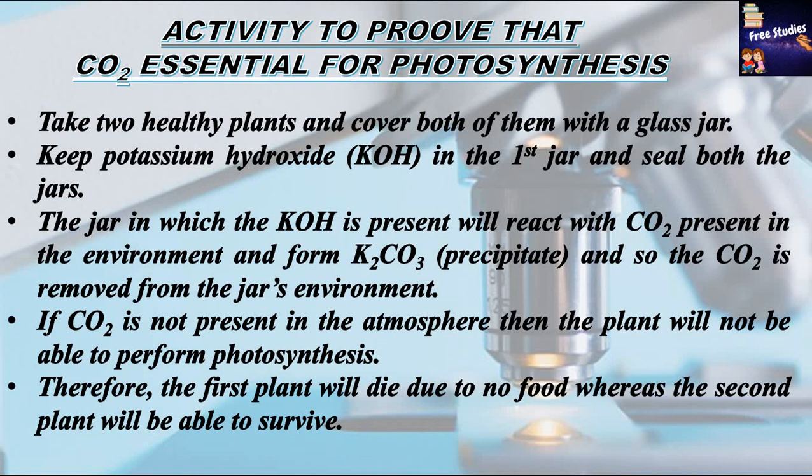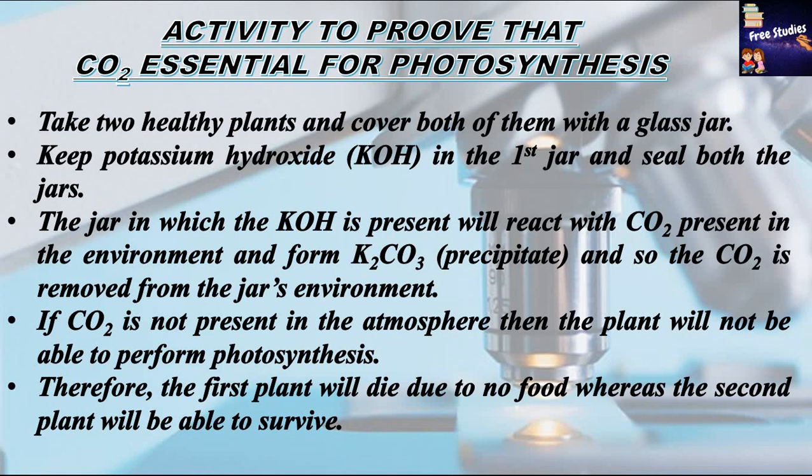Therefore, the plant in which you have put the potassium hydroxide solution will die and the second plant will be able to survive. Till now we have learnt what nutrition is, what the examples of nutrition are, how we obtain energy, why there is a need for the transportation of materials, the difference between autotrophic and heterotrophic nutrition, the process of photosynthesis, the chemical equation of photosynthesis, the conditions necessary for photosynthesis, and the activities to prove why sunlight, chlorophyll and carbon dioxide are essential for photosynthesis.